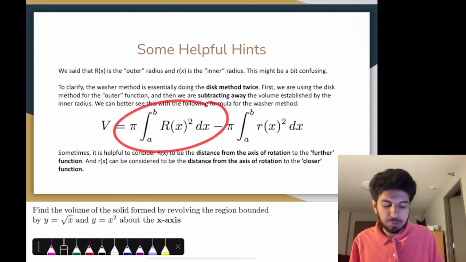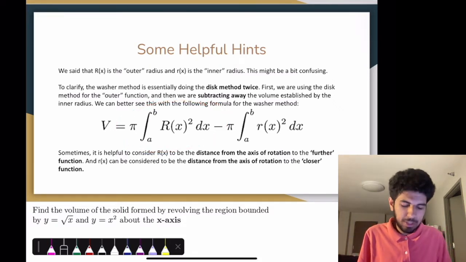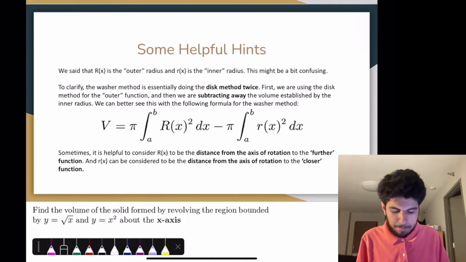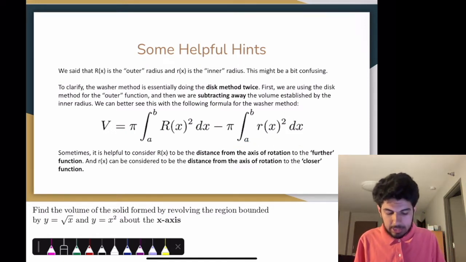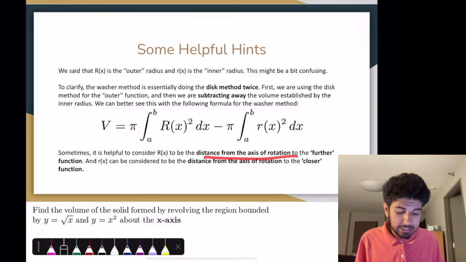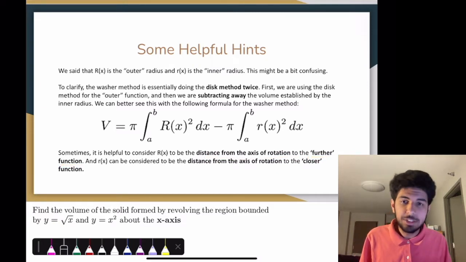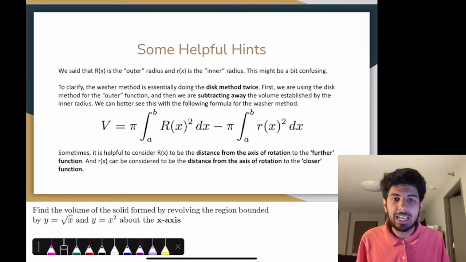We take the volume with the outer function, and then we subtract away the volume with the inner function. You can consider capital R of x to be the distance from the axis of rotation to the further function, and little r of x to be the distance from the axis of rotation to the closer function.